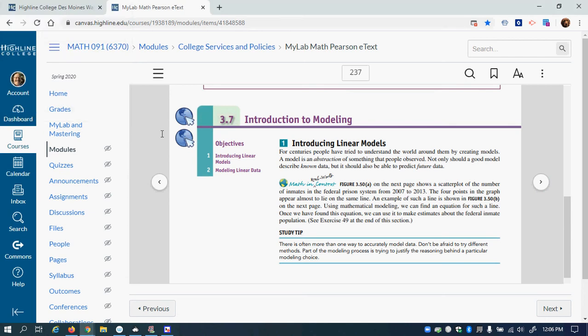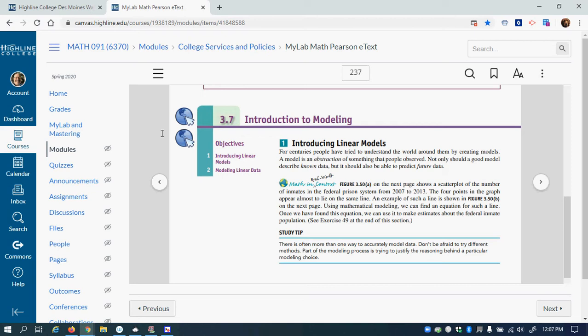Okay, this is section 3.7, and this is the modeling, introducing to modeling. Modeling is a way of taking data that's given to you of a real life situation and creating an equation that allows you to make short predictions.